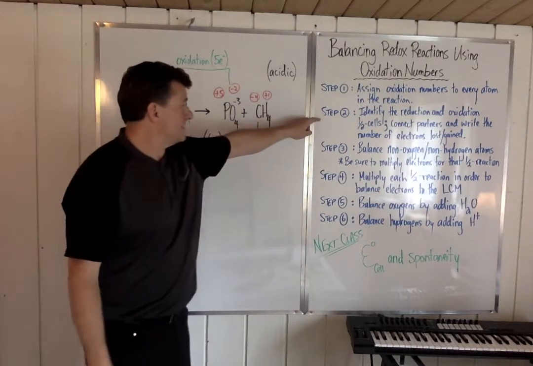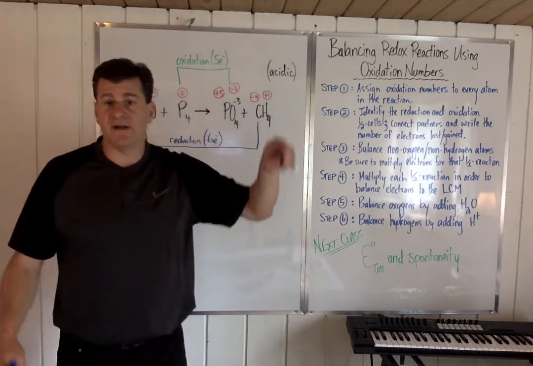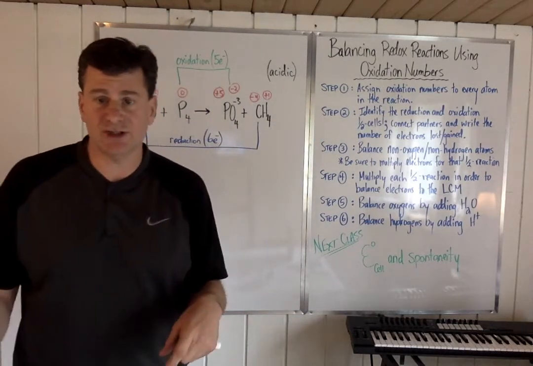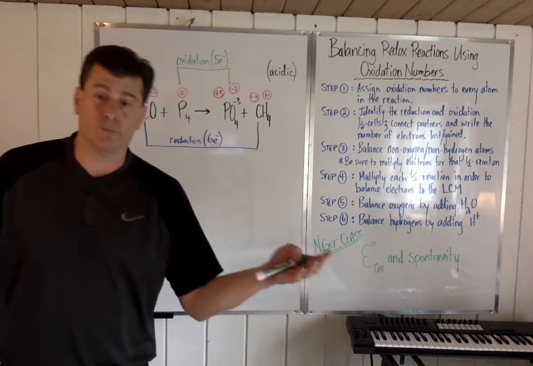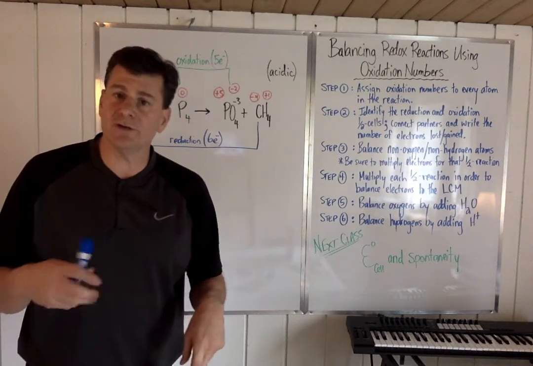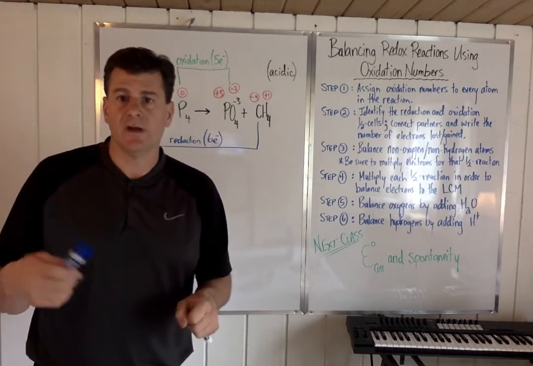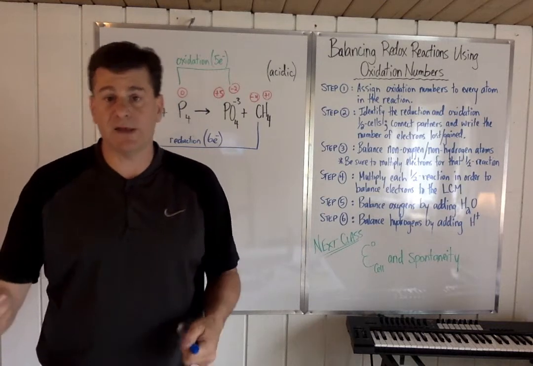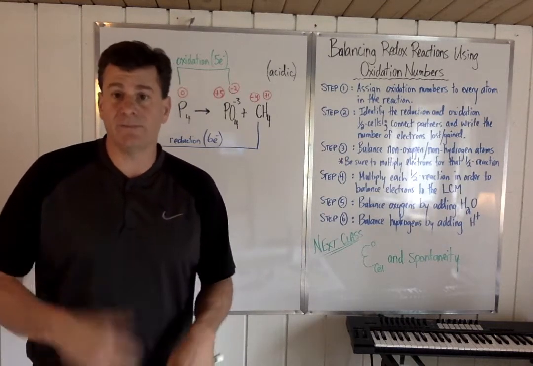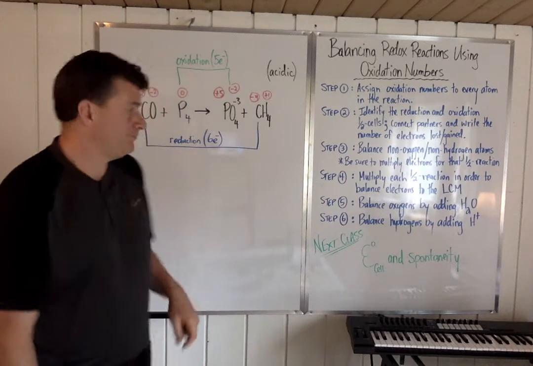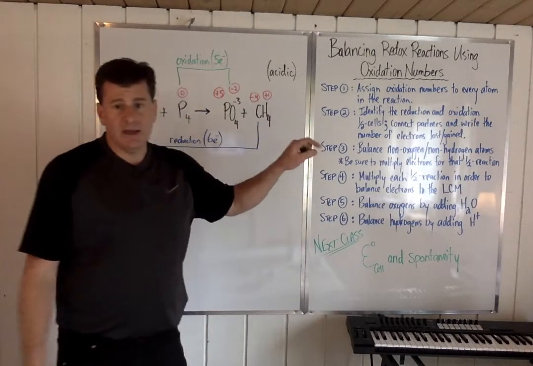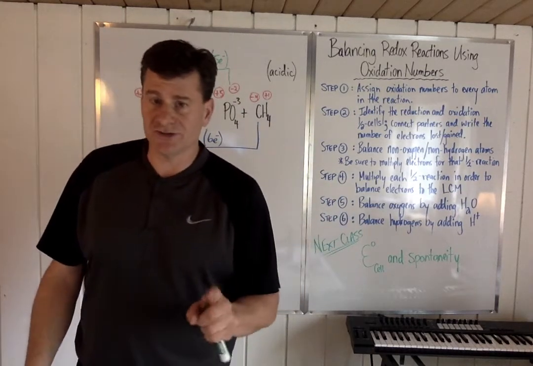Okay, that's step number 2. So what I've done is I've identified the reduction and the oxidation. I've written down which one is which, and I've also indicated how many electrons are either being produced by the oxidation or gained by the reduction per atom. Step number 3, balance the non-oxygen, non-hydrogens.